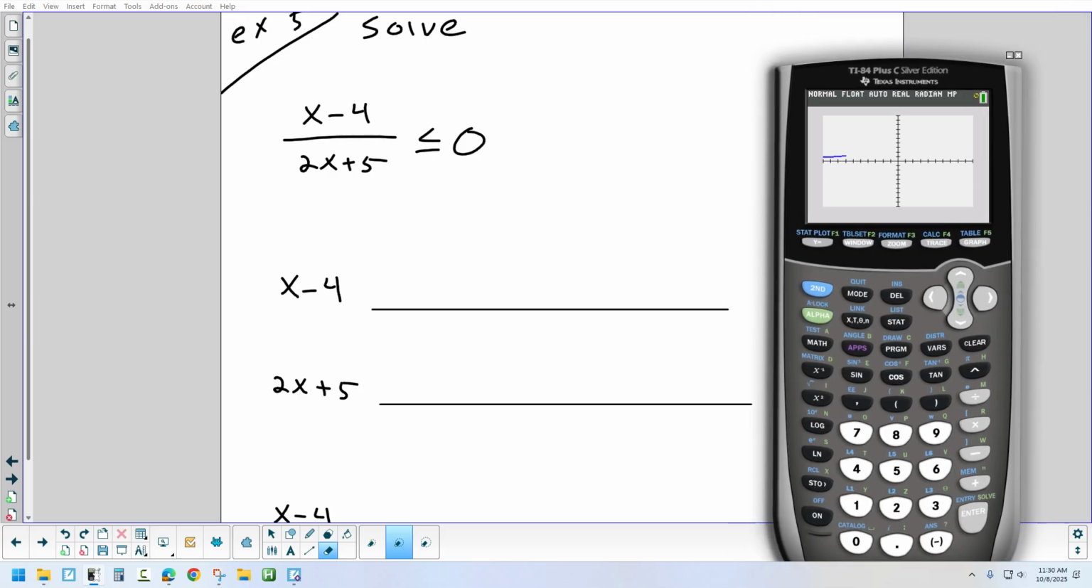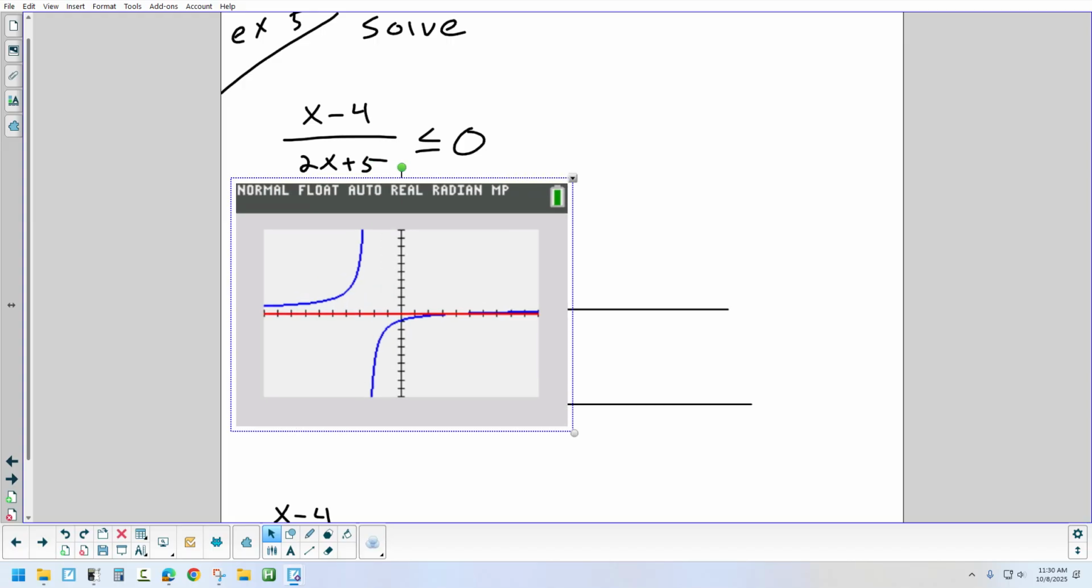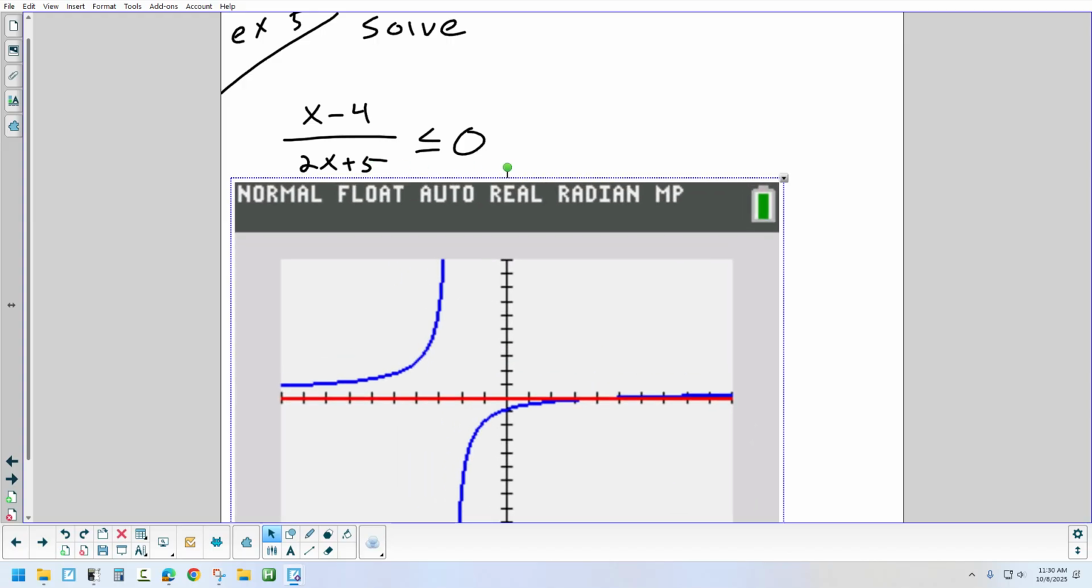So we're looking for where this graph is under the red line. Anywhere that it stays under the red line. Okay, let's look at that. Does it look like the graph is ever under the red line? Yeah, it looks like there is a part that is under. This left part, it doesn't look like it's ever going under the red line.